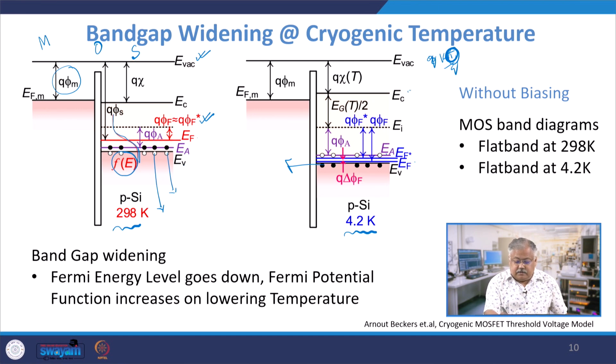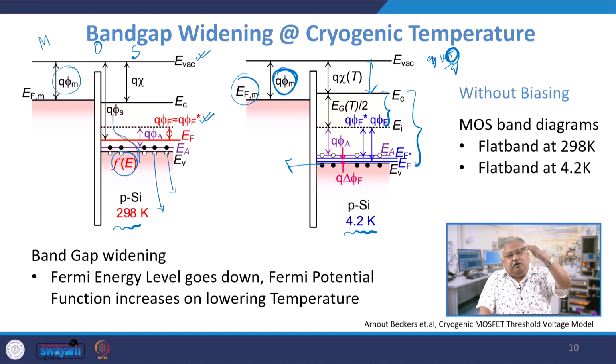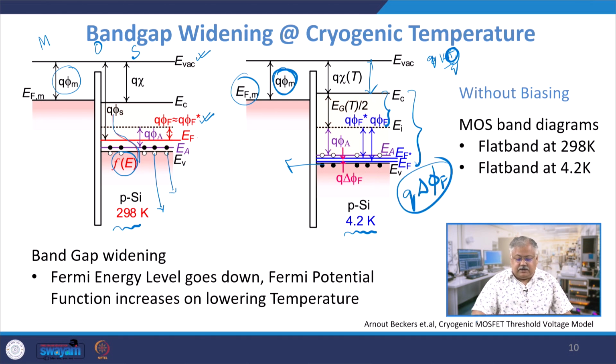So, what is happening? This is my Eg, and this is my Eg at T by 2. This is q chi, the electron affinity. This is my metal work function. This is my Fermi level, and what has happened is that between the effective Fermi level and the original Fermi level there is a change, approximately equal to q times del phi f, where del phi f is the change in the value of the Fermi level. So, the energy change is q times del phi f, fine.